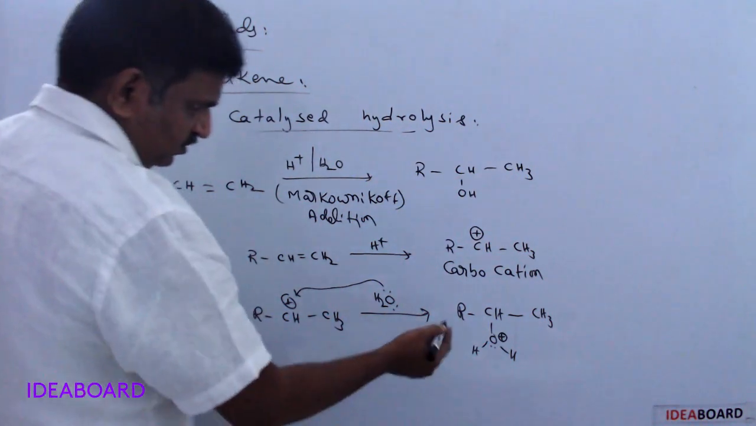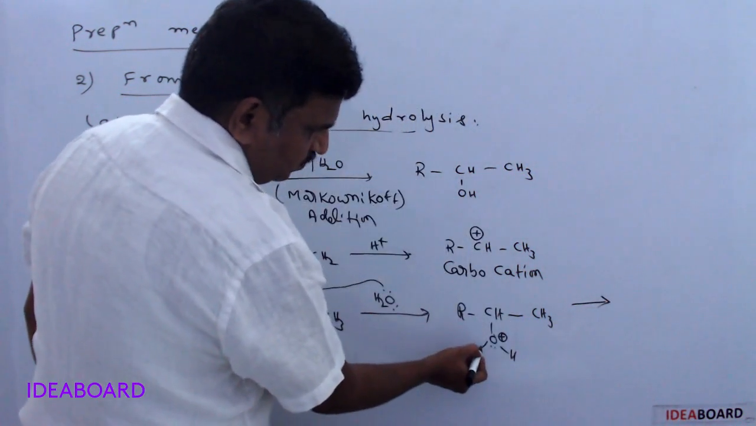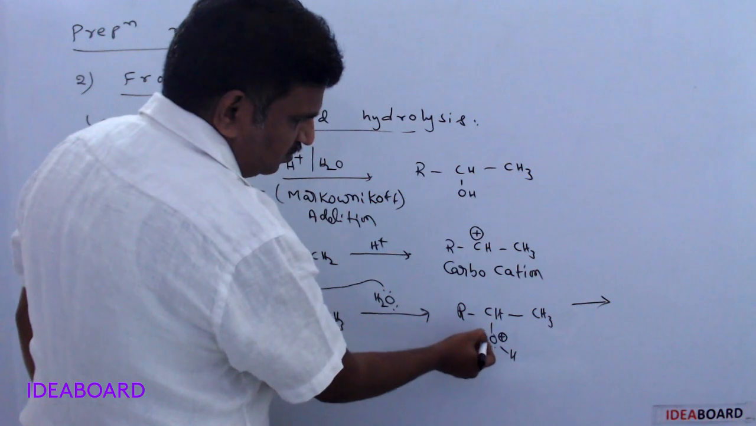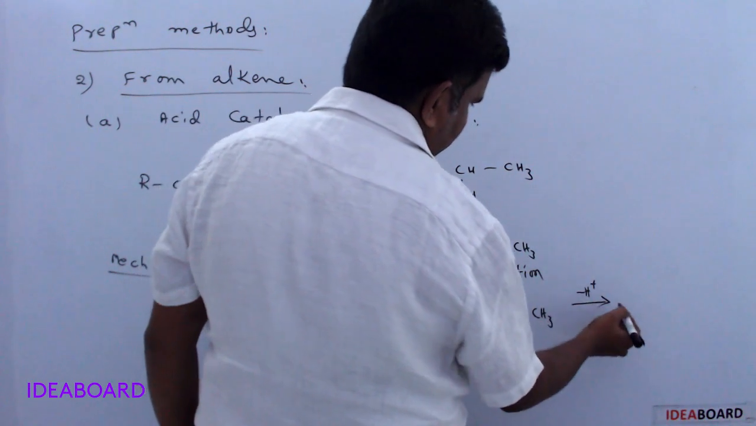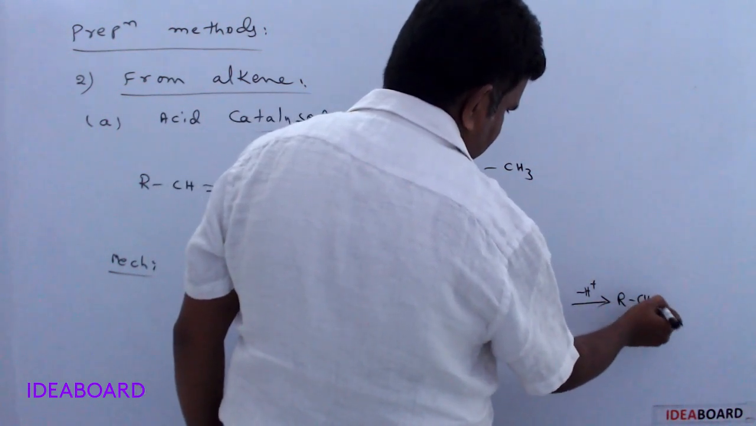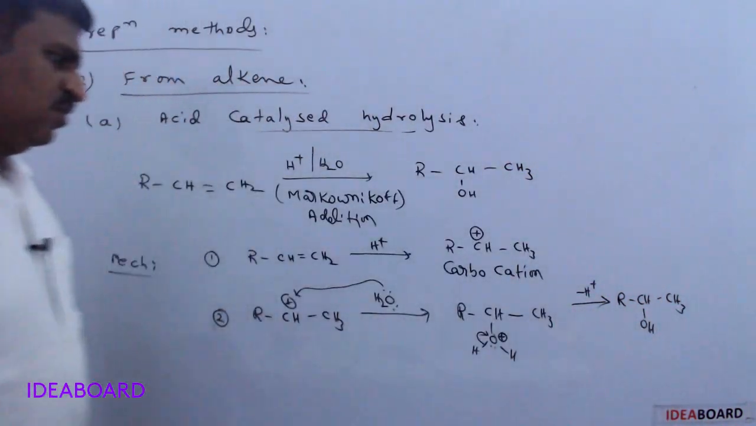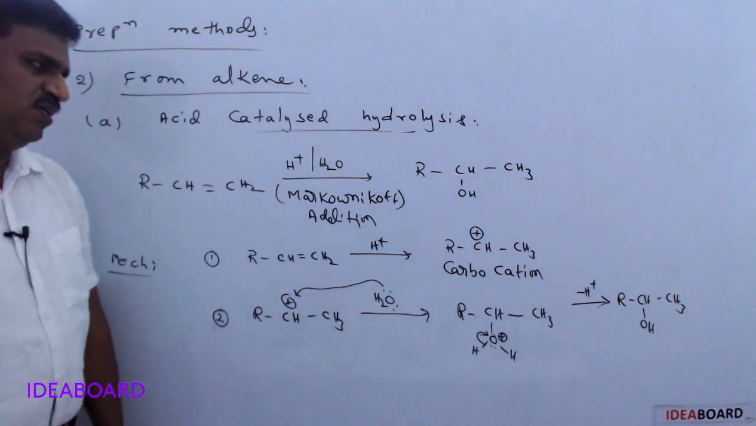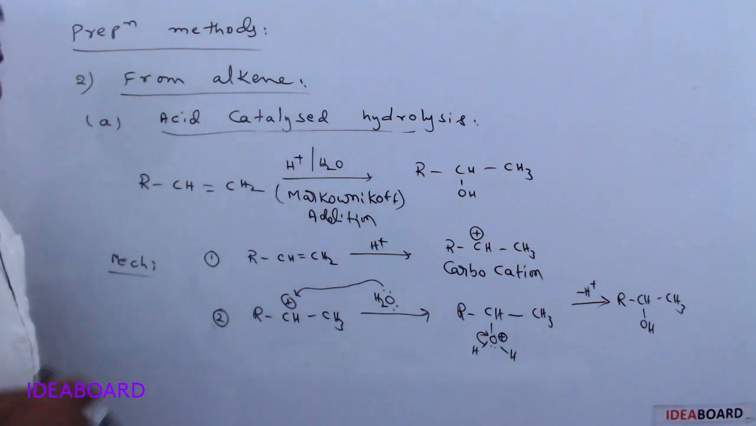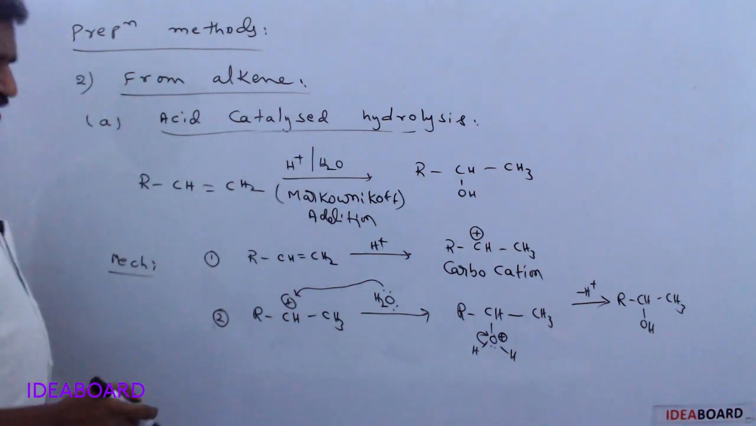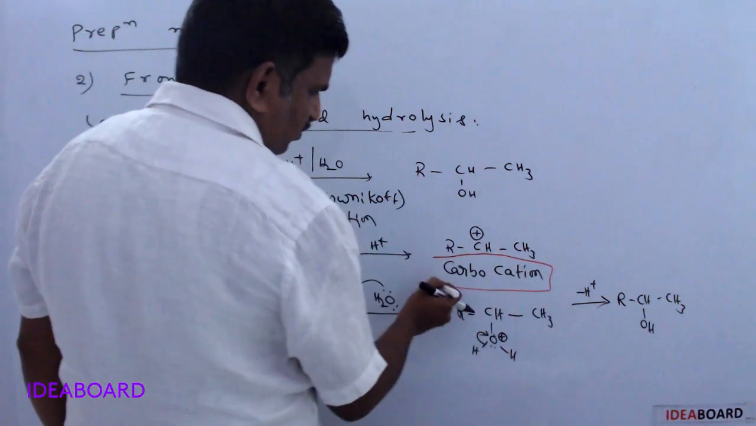In the third step, or we can write continuation, this loses a proton. Here this gives the electrons to the oxygen, and it loses a proton, and then what is finally formed is RCH(OH)CH3. So this is simply the mechanism for the acid catalyzed hydration of alkenes to get alcohols. The main and important thing to remember is that here we are getting a carbocation.